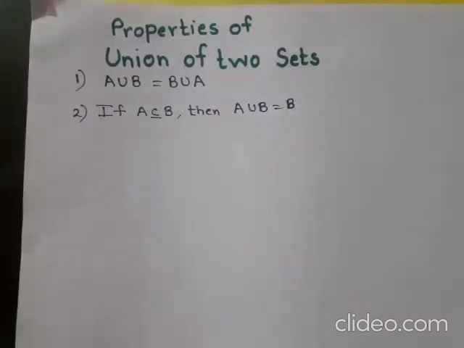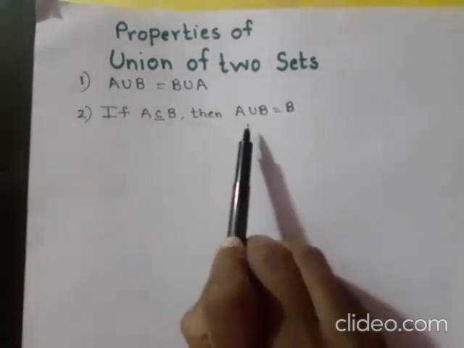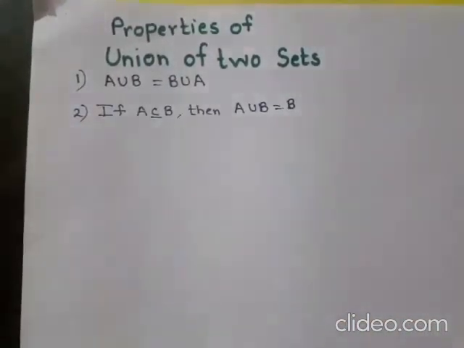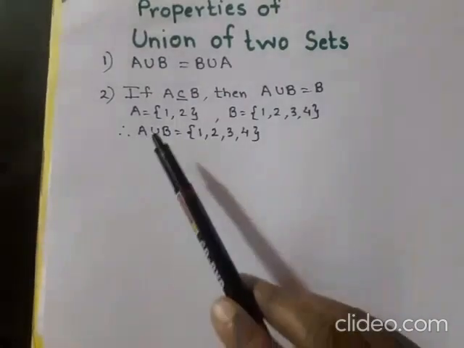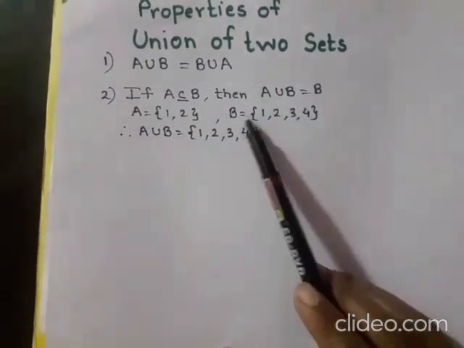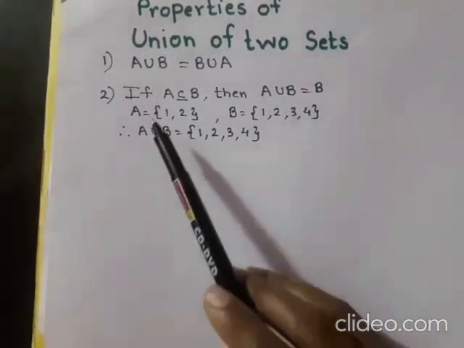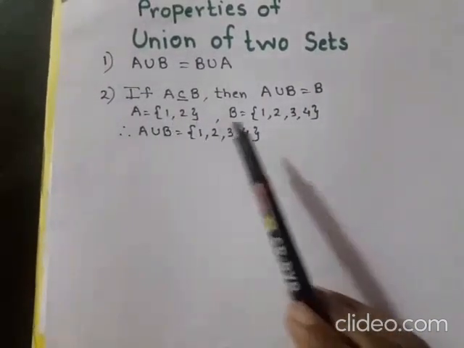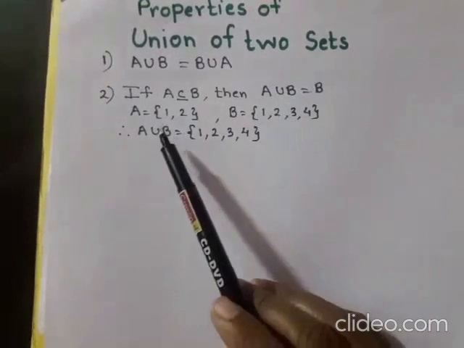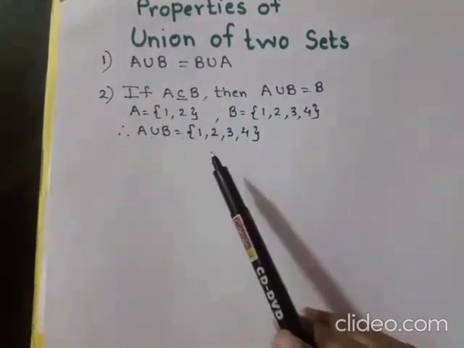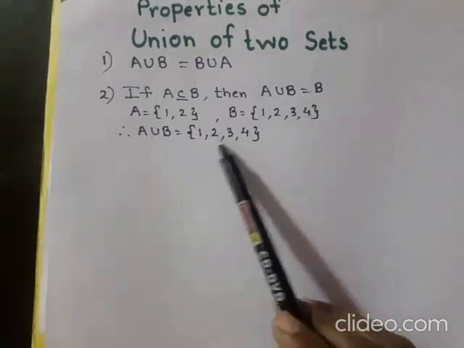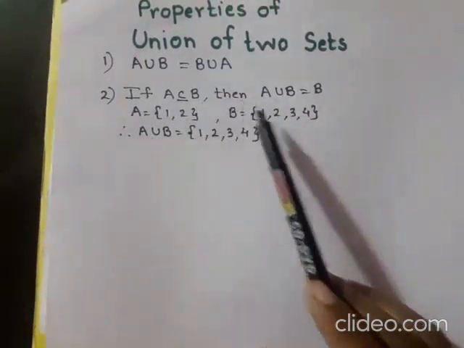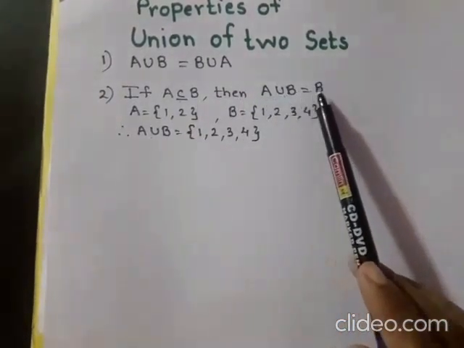Second property, if A is subset of B, then A union B is equal to set B. Let us understand this property with the help of an example. Here, set A contains elements 1 and 2, set B contains elements 1, 2, 3, 4, and you will see that A is a subset of set B. That is, all the elements of set A are present in set B. Now, set of A union B will contain the elements 1, 2, 3, 4. So, therefore we can say if A is subset of B, then set of A union B is equal to set B.